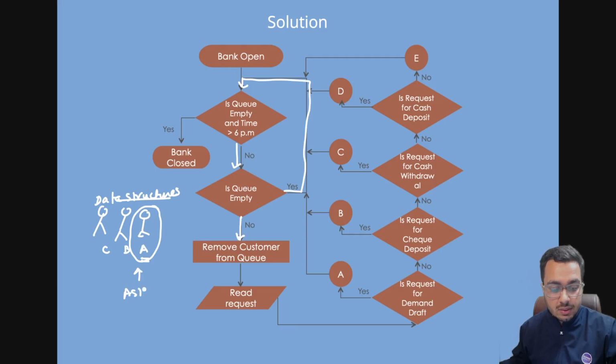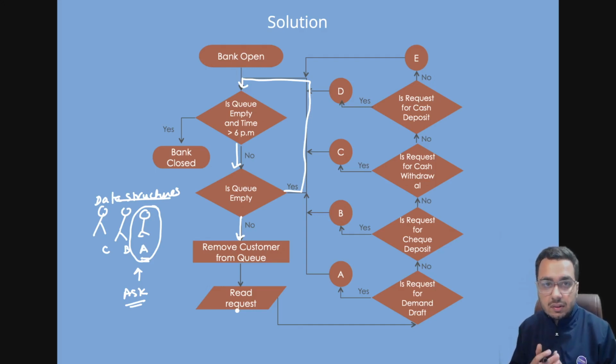We will ask this person, what do you want to do? That is denoted using this box, read request. Once you have read the request, you have to make a decision as to which counter this person will go. Let's say there are four different counters: A, B, C, and D, which process these requests. First we will check, is this request for a demand draft? If yes, we send this customer to counter A. If not, we check if it is a request for check deposit. If yes, we send this person to counter B.